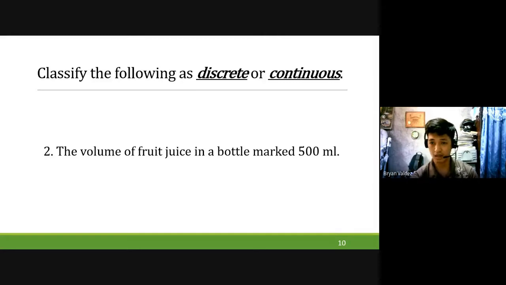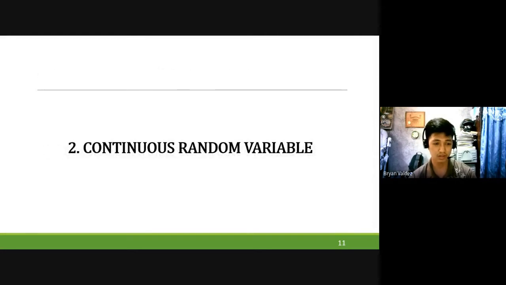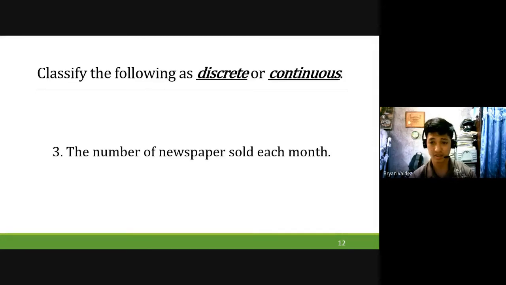Okay, Ayan. Based on your answers, according to you, it's continuous. Let's see. Okay, it's a continuous random variable. Next, number three, the number of newspapers sold each month.